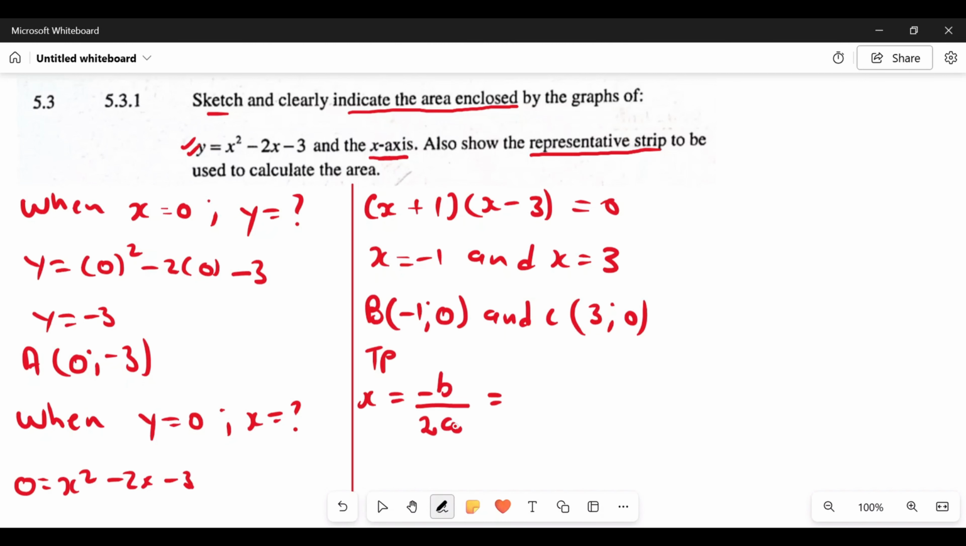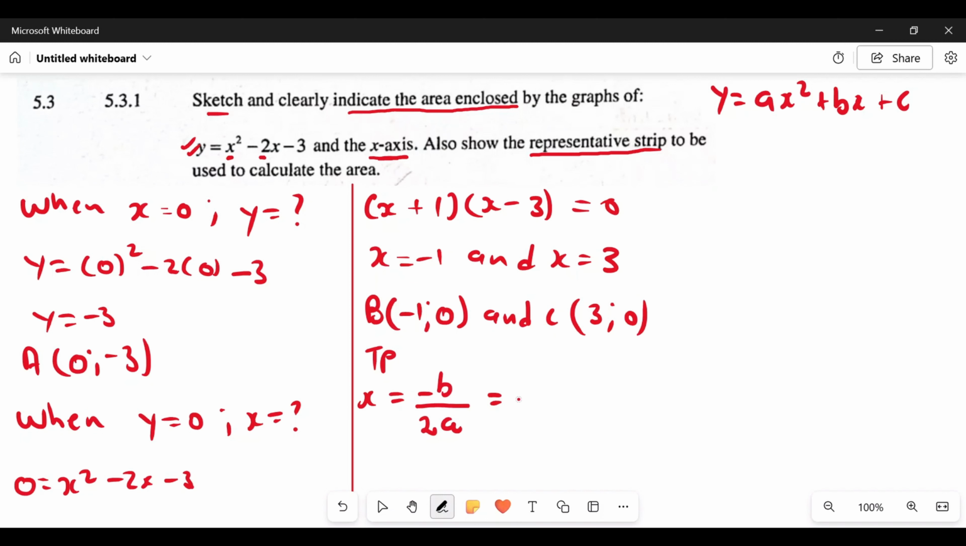Remember, in order for you to find a, b, and c, we must go back to the original equation. So I'm going to write exactly where a, b, and c are. On a parabola, we have y is equal to ax squared plus bx plus c. So a is the coefficient of x squared. In this case, a is going to be 1. And then b is the coefficient of x. In this case, it is going to be negative 2. And c is a constant, so we're not going to use it in this equation.